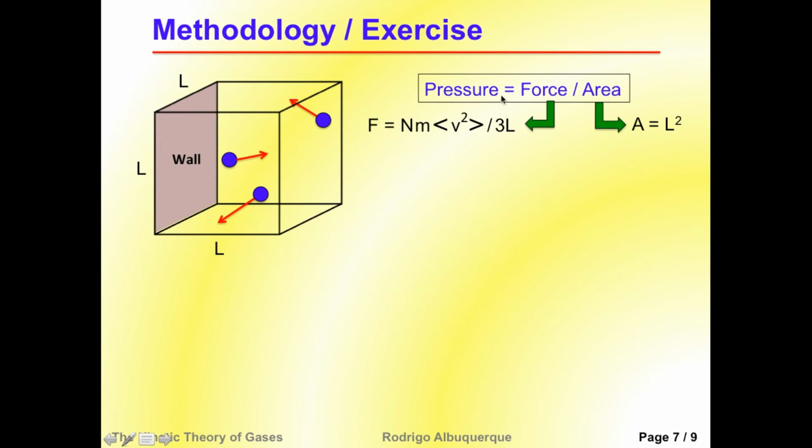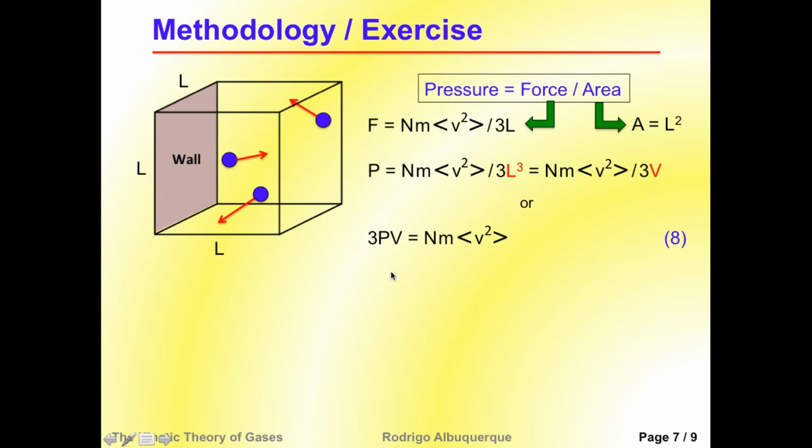So finally, pressure is equal to force over area. Area is here, and the force is what I have just calculated in the previous expression. If we divide force by the area, we get this expression here, where we should recognize that L to the power of 3 is just the volume of the box. So we have here the volume. And now we can put 3V to the left side of this equation. We get then 3PV equals this quantity. This is equation 8. Now we can take equation 8 and divide it by 2. We have this expression here.